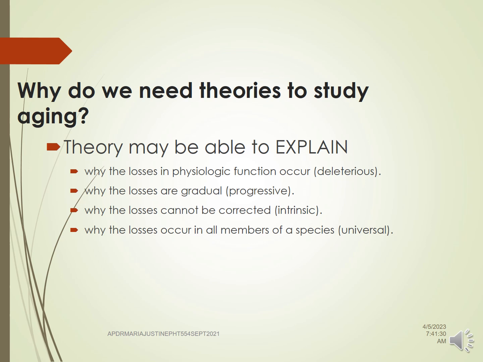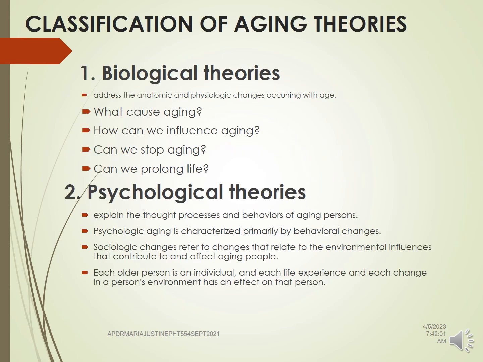Theories of aging may explain why the loss in physiologic functions occurs. So this is very important for physiotherapists because we are scientists. We need to understand the physiology of aging and why there will be decline, and maybe some of the theories are relevant to explain why the losses are gradual or progressive, cannot be corrected, and occur in all members of a species, or are universal.